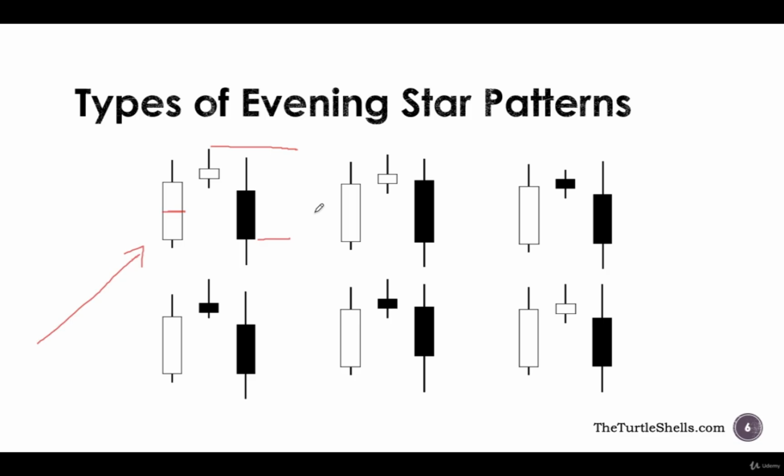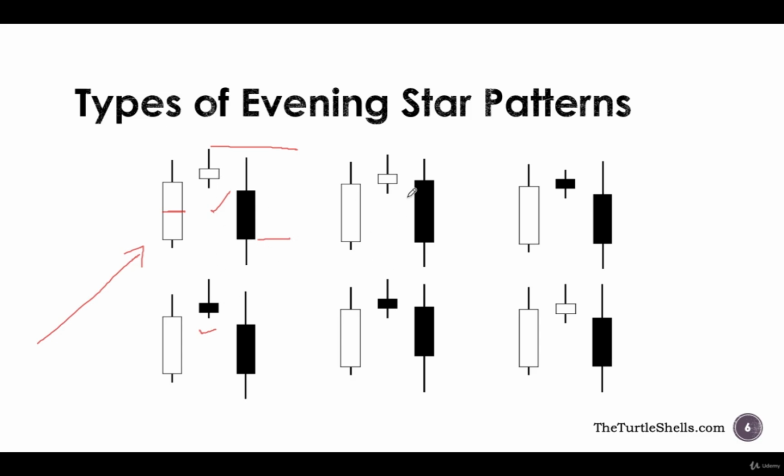Very powerful pattern because there is an indecision candle in between. I would say it is even more powerful than the traditional bearish engulfing pattern. So what is the difference between this pattern and this pattern? It's just that the second candle is white and black. Okay? But both of them are evening stars.